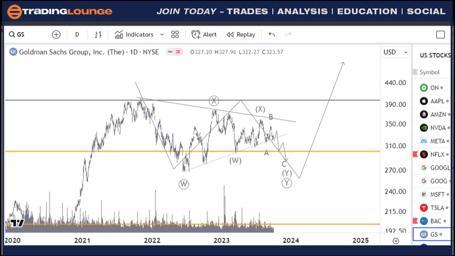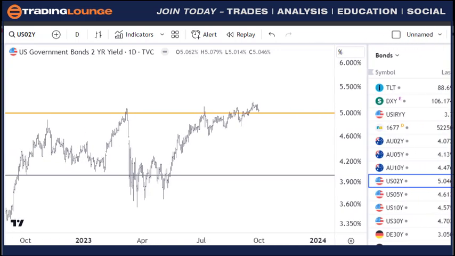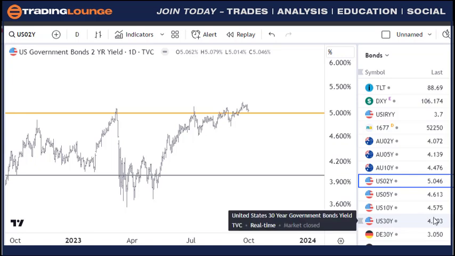The yields, just while we're here, they'll all stick. We've got the long end here, the 30s. They're trading, what do they call it, inverted yields or whatever. So they're at like 4.7. I know that's at 5, isn't it?